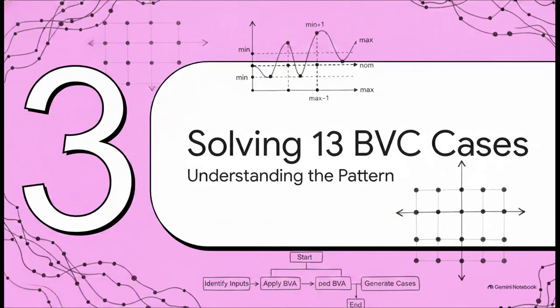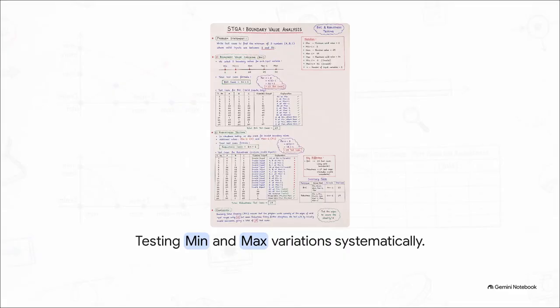Let's move to Section 3, actually solving these 13 BVC cases. Okay, so the most important thing here is understanding the underlying pattern to generate these 13 cases. Rote memorization is just not going to work. Let's analyze this handwritten BVC table. Our mental model should be clear and simple here: take one variable to the boundary, keep the other variables at their controlled value, and check the expected output.